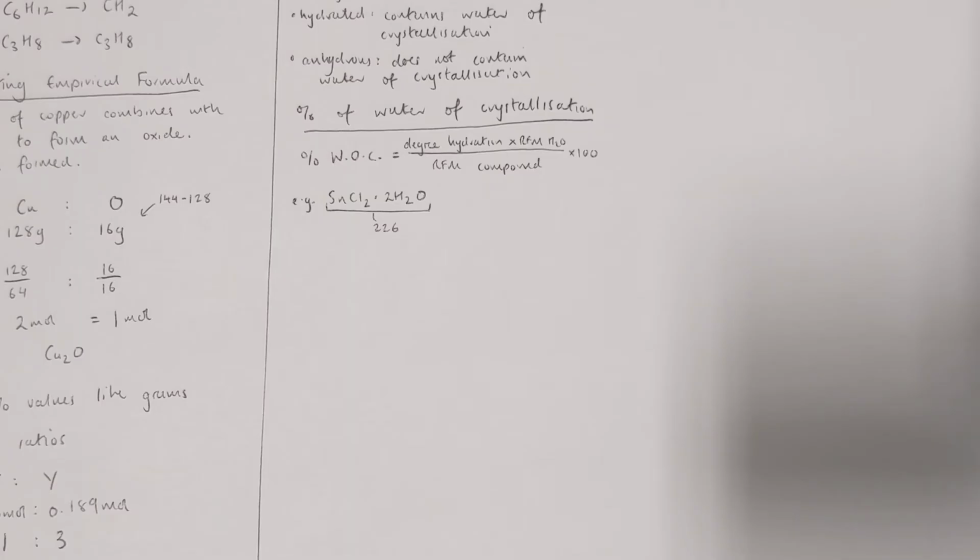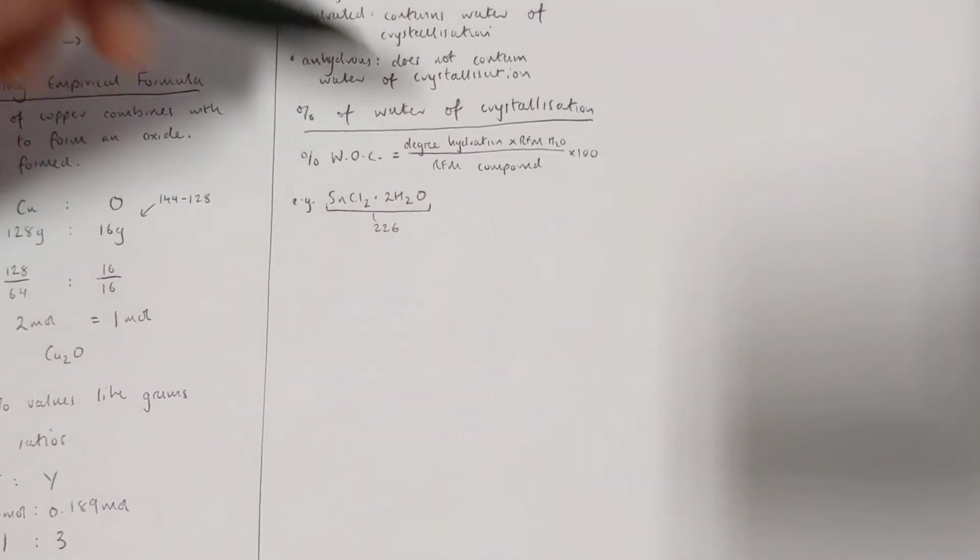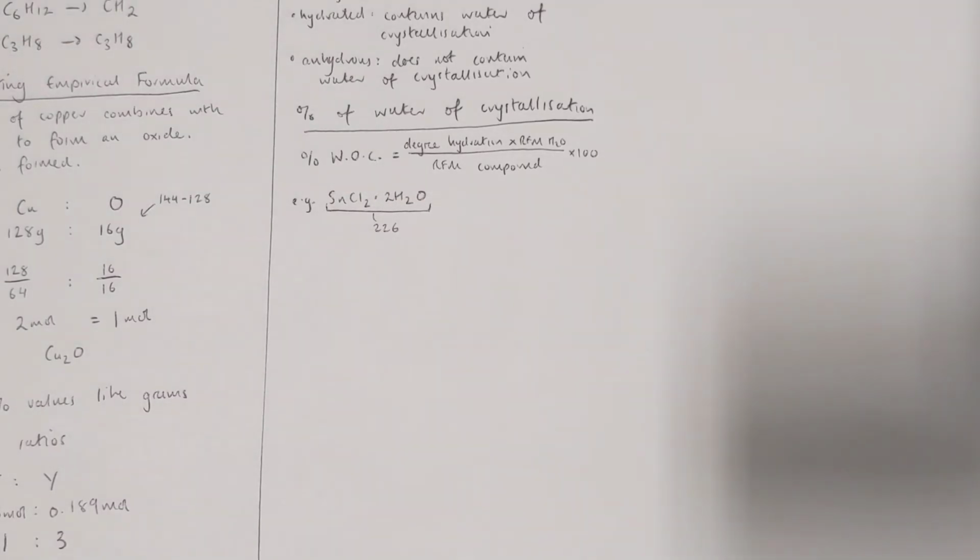Now the RFM of H2O of water is also needed for this calculation. It's pretty straightforward to work out. There's 2 H's and 1 oxygen. That gives you a mass of 18.